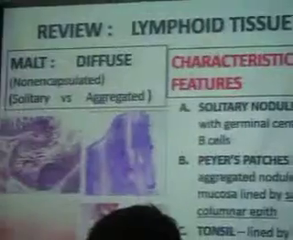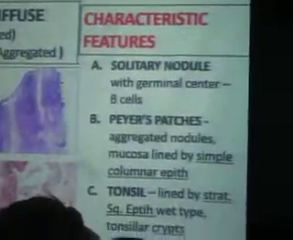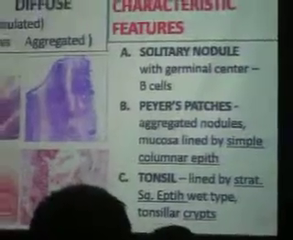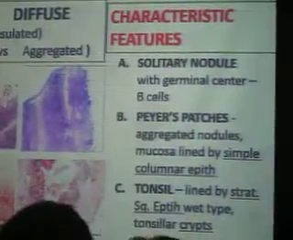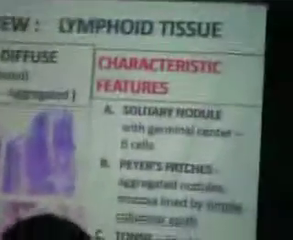Okay? And then for the mucosa-associated lymphoid tissue, solitary, mostly B cells, Peyer's patches, usually lined by simple columnar epithelium. For tonsil, it is lined by stratified squamous epithelium. Then there'll be crypts. That's how to differentiate, okay?